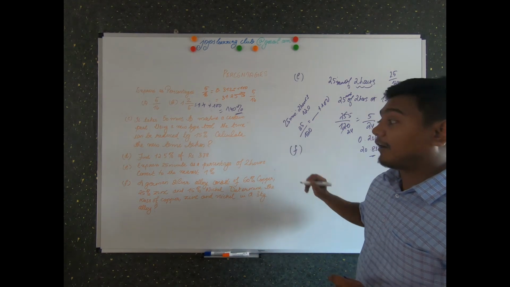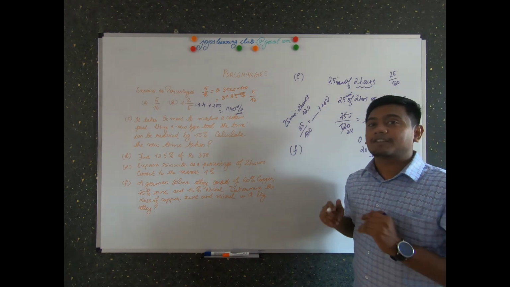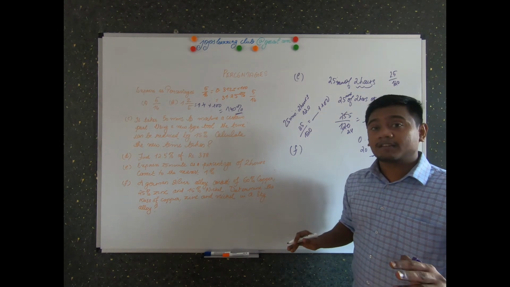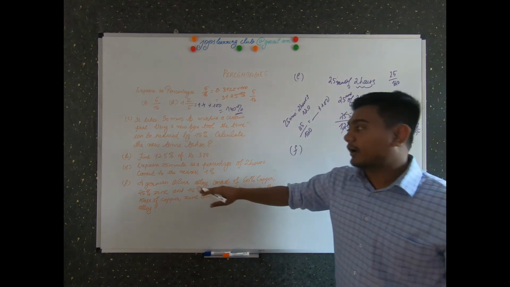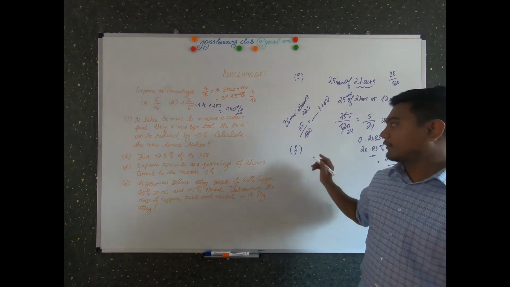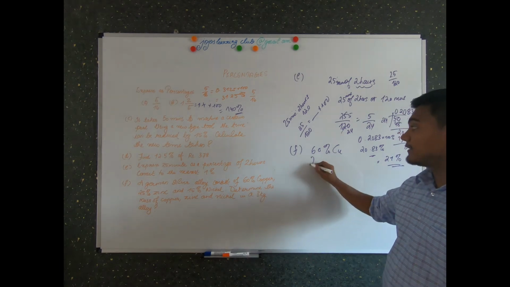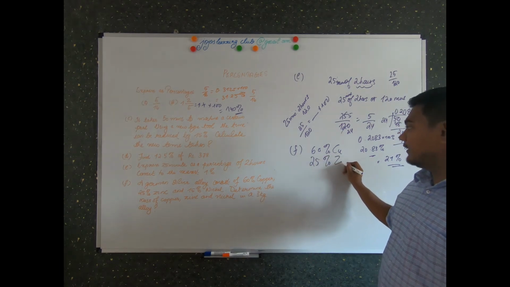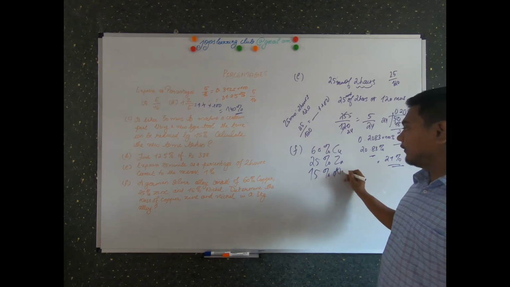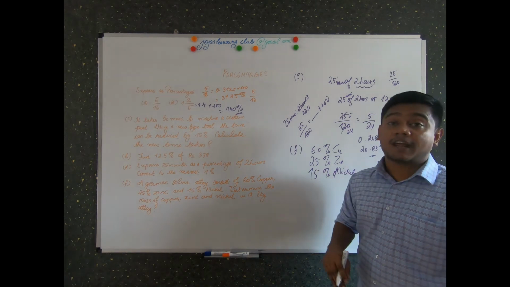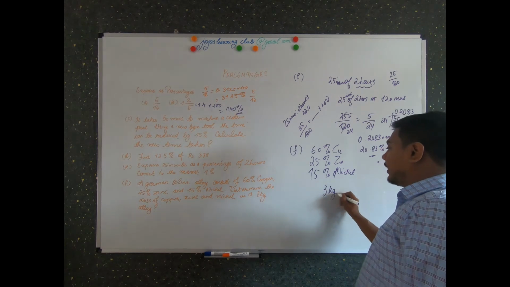And problem number F, our last problem, is a very interesting one, and it covers all the topics I have discussed till now: ratios and proportions, fractions, decimals, and now percentages. A German silver alloy consists of 60% copper, 25% zinc, and 15% nickel. So this is the composition of an alloy, and the total mass is given as 3 kilograms.